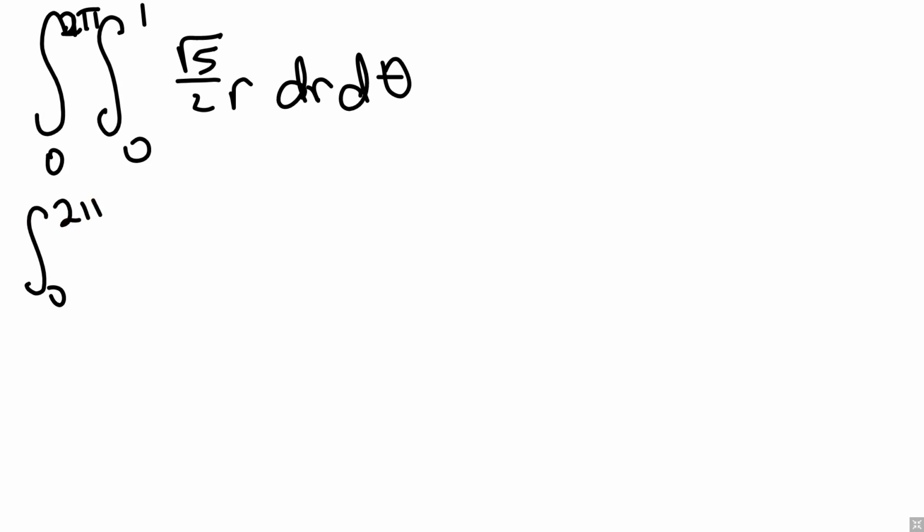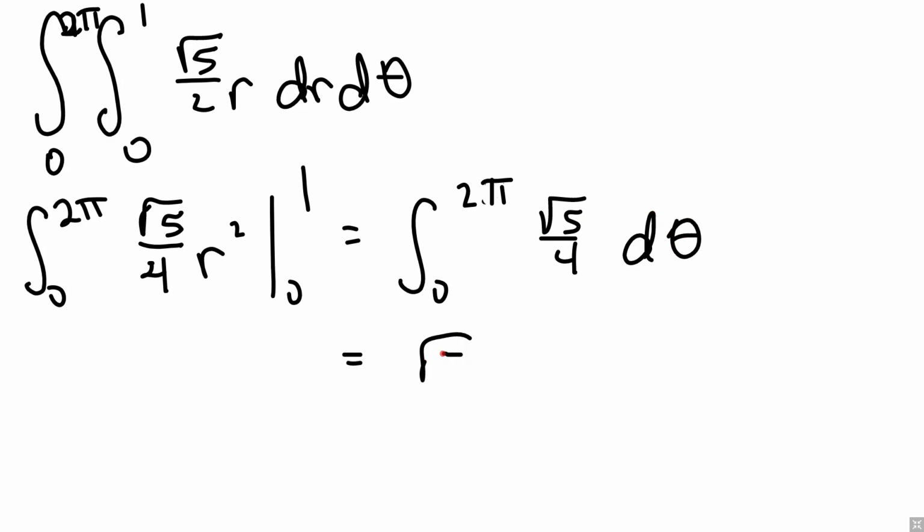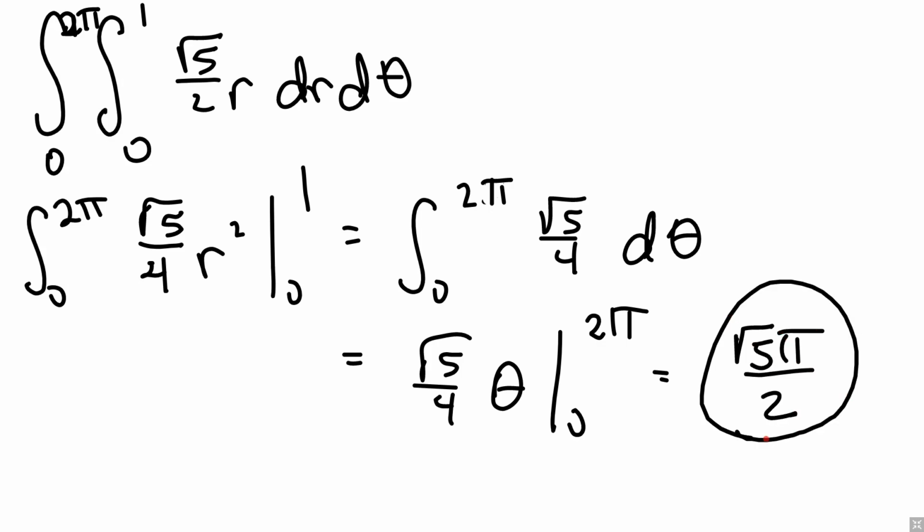So 0 to 2 pi, square root of 5 over 4 r squared from 0 to 1. Basically, we're just going to end up with the square root of 5 over 4 d theta, so square root of 5 over 4 times theta from 0 to 2 pi. So we're going to end up with square root of 5 pi over 2. I think that's what the answer should be.